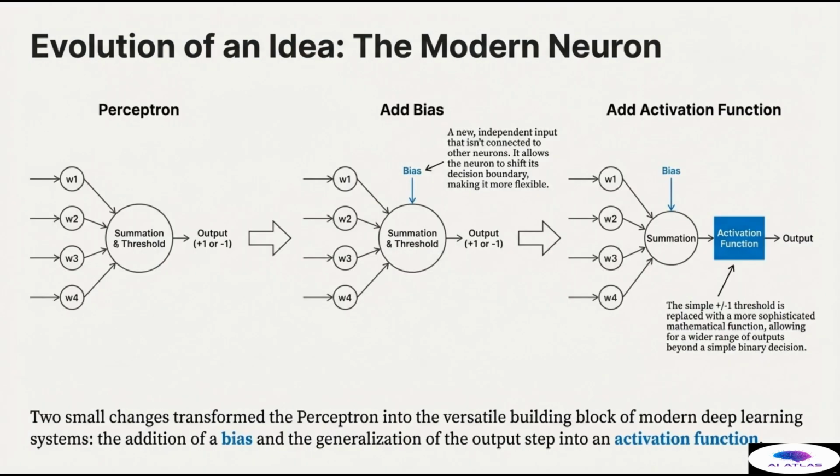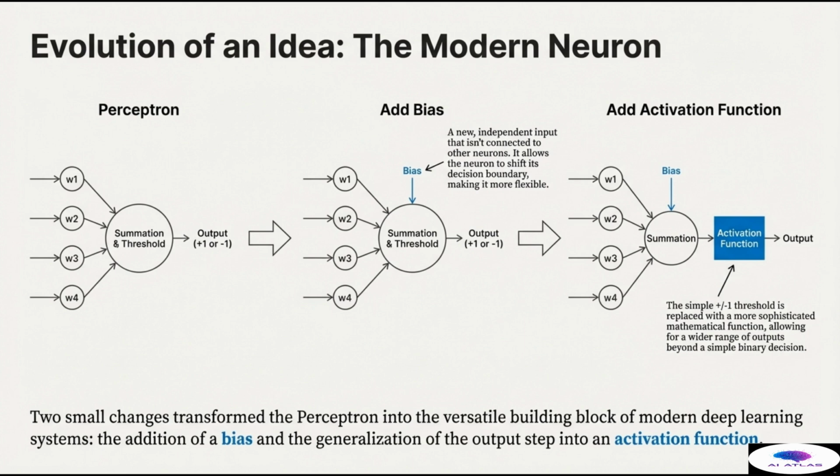The limitations of the perceptron were eventually overcome by two seemingly small, yet mathematically revolutionary, changes. These modifications transformed the original perceptron into the versatile building block of modern deep learning systems, the modern neuron. If we follow the evolution shown on the slide, the first key addition is the bias. In the add bias model, we introduce a new, independent input that is not connected to other neurons or previous layer outputs. Think of it as a constant, internally generated input for the neuron.